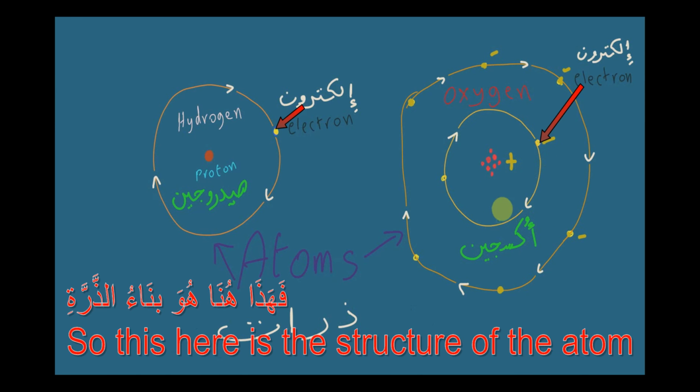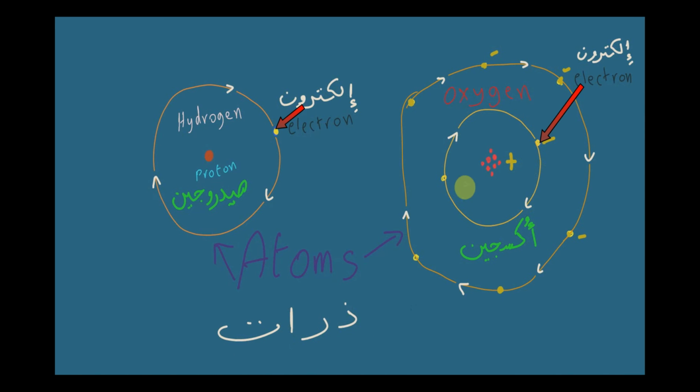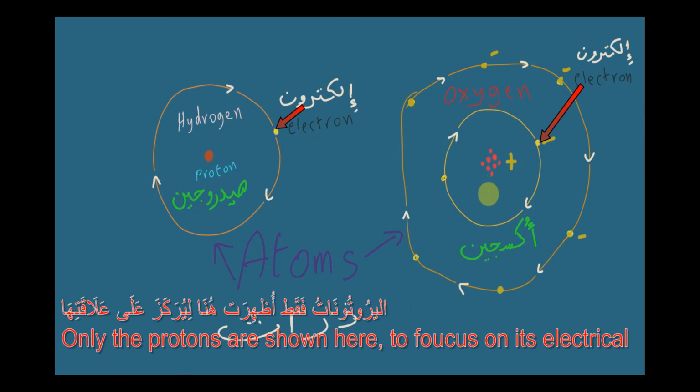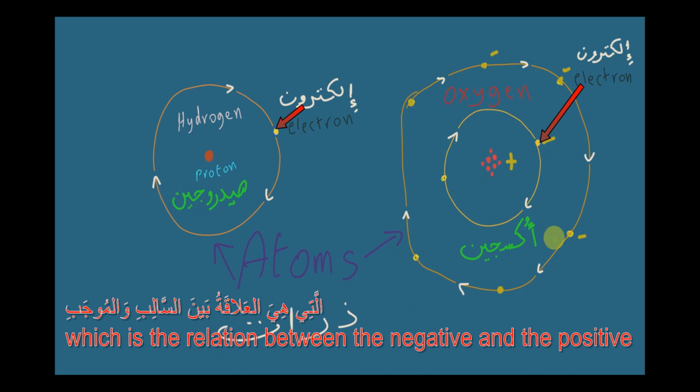So this here is the structure of the atom. We'll study an atom drawing in which neutrons appear. Only the protons are shown here to focus on its electrical relation with electrons, which is the relation between the negative and the positive.